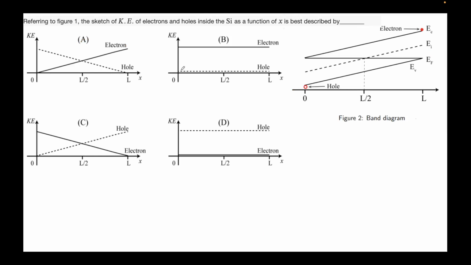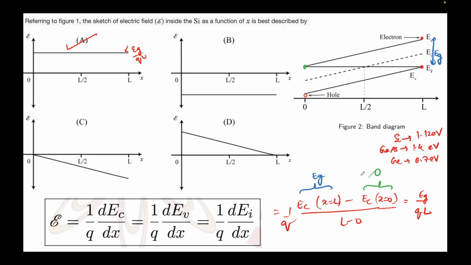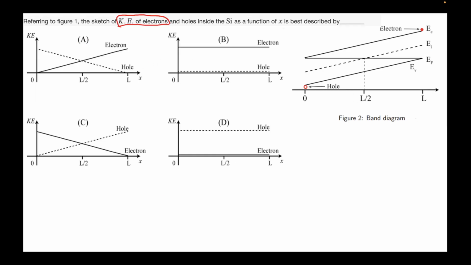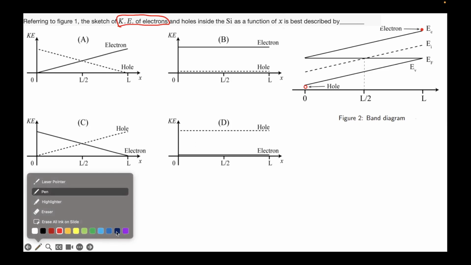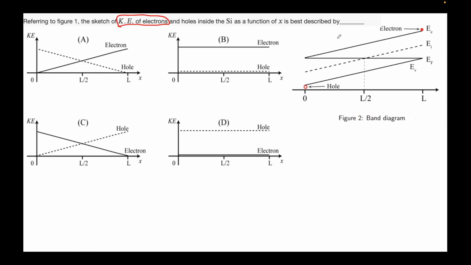Now let's go ahead. The problem is asking us to plot the kinetic energy of electrons and holes. So how do we approach this problem? First of all, you can see that electrons as well as holes will see the electric field, because EC is also bent and EV is also bent. The electric field magnitude we saw in the last problem is EG over QL. Both will see it, and the electric field is on the positive side. I'll denote it with blue, so this is the E in this direction.